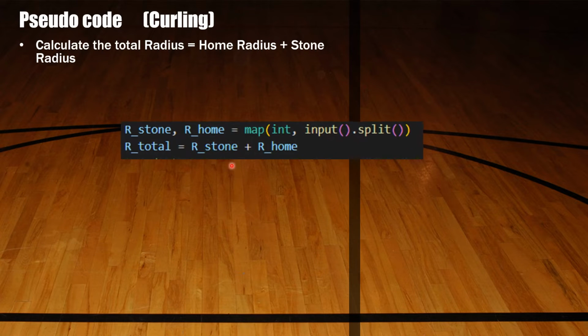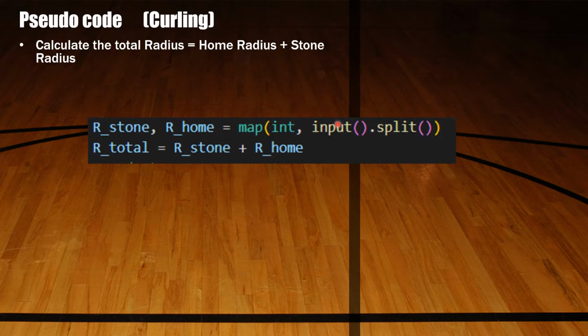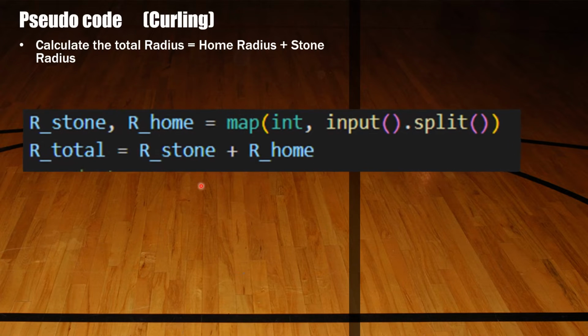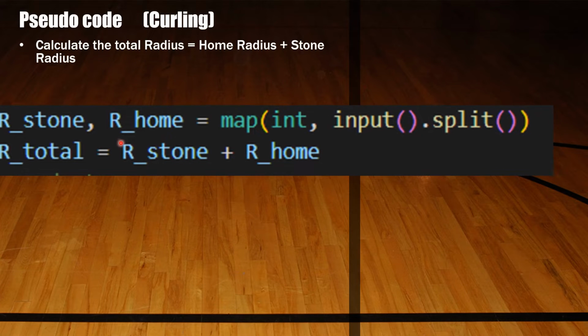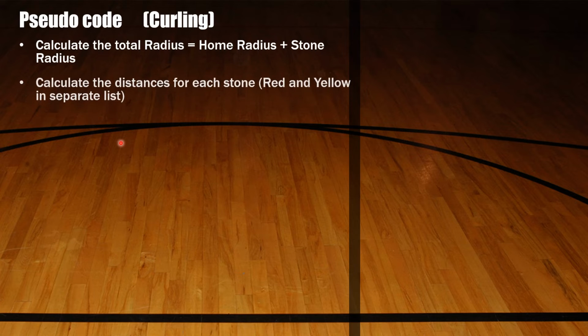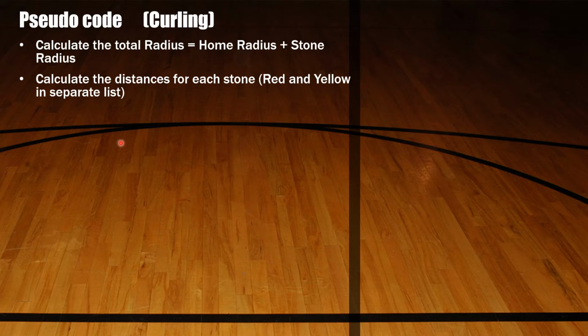In the input set, the first two integers are nothing but the radius of the stones and the home. So we are reading and adding those, and we are using r_total as our variable to calculate the limit. Then we have to calculate the distances for each stone. After giving this radius, they will give you the number of red stones followed by their coordinates, and then the number of yellow stones followed by their coordinates.